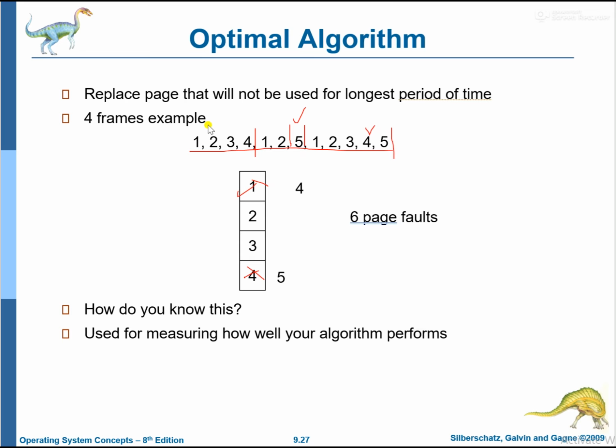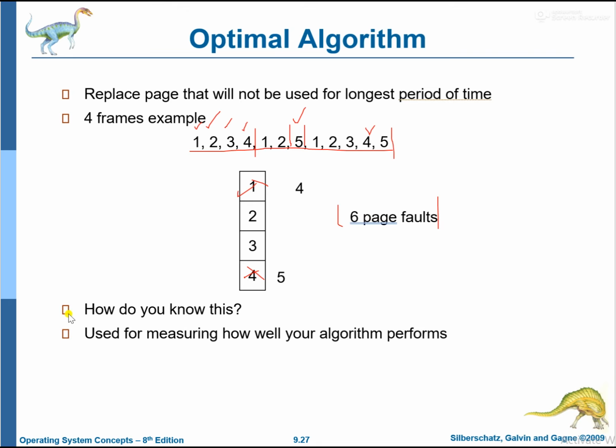So now if you count the number of page faults: first these 4 page faults, and then 1 page fault for 5, and 1 page fault for 4. So with the optimal algorithm we have only 6 page faults with the same string.